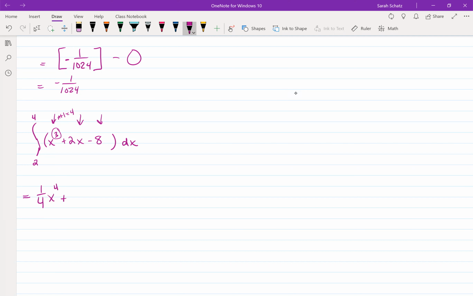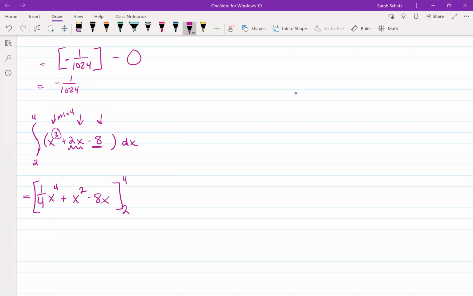Plus, we already integrated 2x earlier. It just turned into x squared. What happens when you integrate a constant? Remember, it just gets a variable. It just gets an x. So I just integrated each of these separately. Now I have successfully taken the antiderivative. Don't forget to now take it at these bounds from 2 to 4.